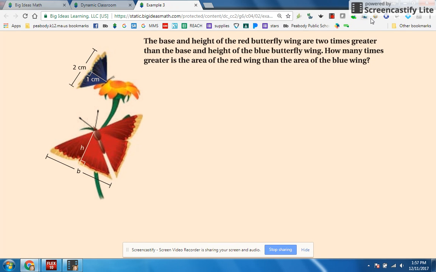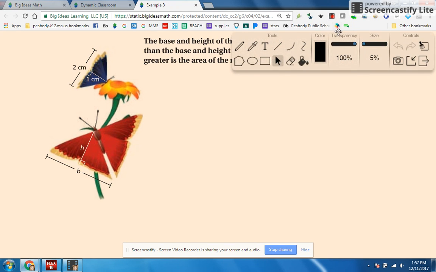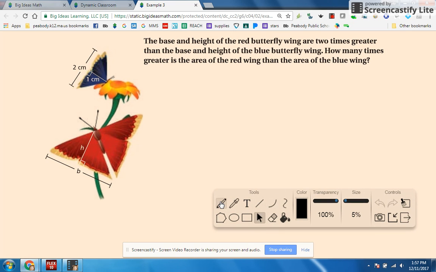Okay, let's see if we can figure this one out. So this is just kind of applying the skill. So it says the base and height of the red butterfly wing are 2 times greater than the base and height of the blue butterfly wing. How many times greater is the area of the red wing than the area of the blue wing? Basically, they're telling you to double the height and to double the base.